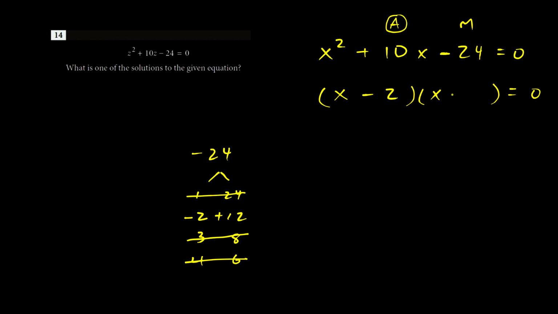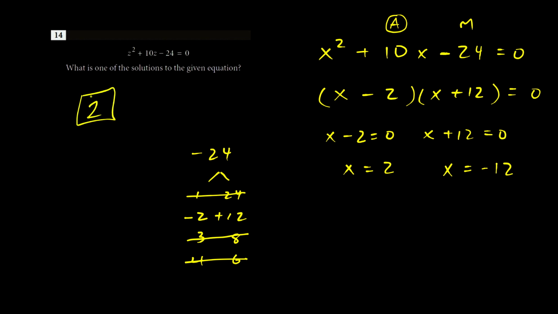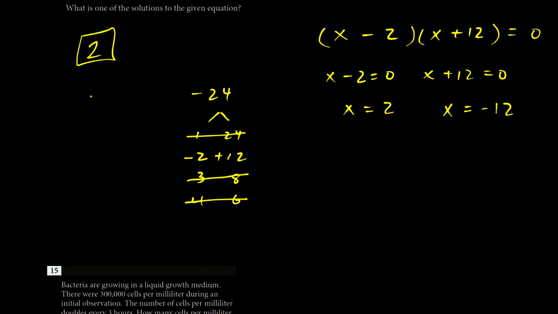So we're going to have x minus 2, and we're going to have x plus 12. When you finish solving this, you set each one equal to 0. And remember, they're only asking for one possible solution, so we can use 2 as an answer, or we can use negative 12 as an answer. A lot of people like to play it safe and go with the positive value of 2, and that's all there is to it.